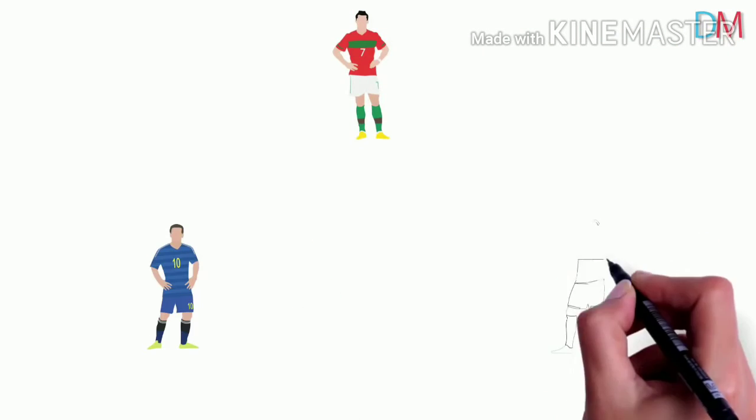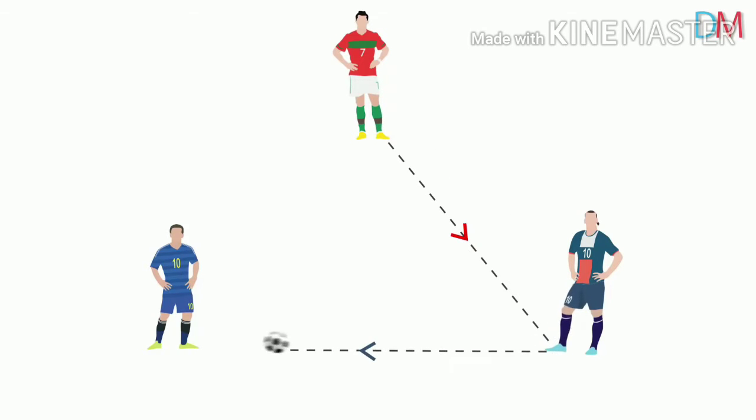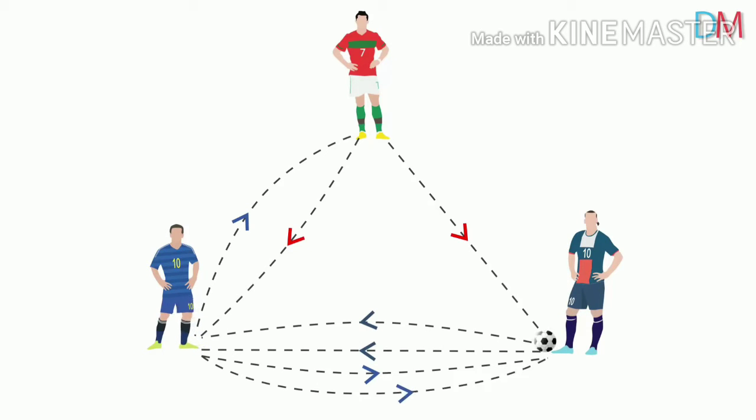Ronaldo, Messi and Zlatan are warming up before an All-Stars football game. Ronaldo gets the ball and passes on to Zlatan. Zlatan then passes the ball to Messi, and then Messi passes the ball back to Zlatan, and many such passes are exchanged. Now it was pretty easy for me to explain this to you diagrammatically.